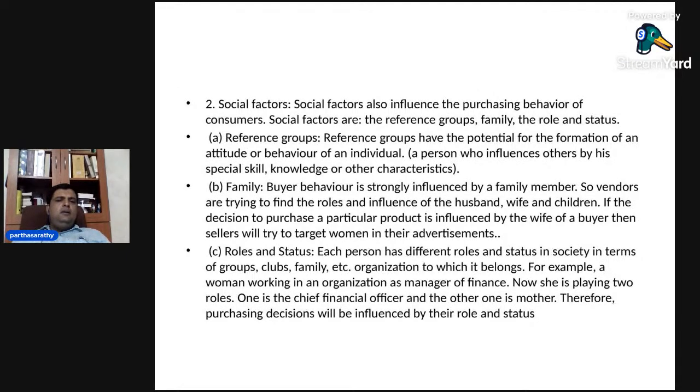Social factors also influence the purchasing behavior of the consumer. Social factors are reference groups, family, and the role and the status.